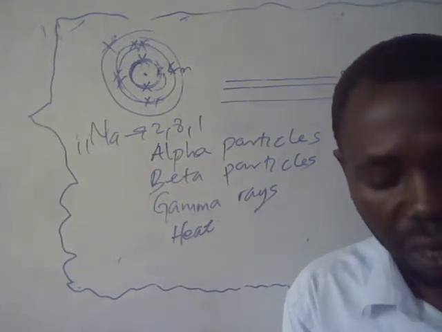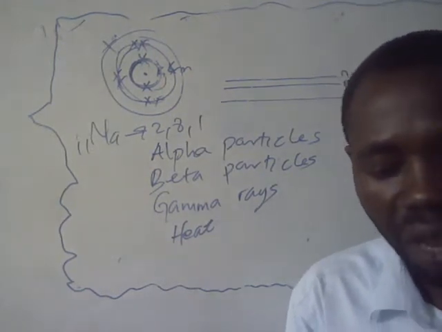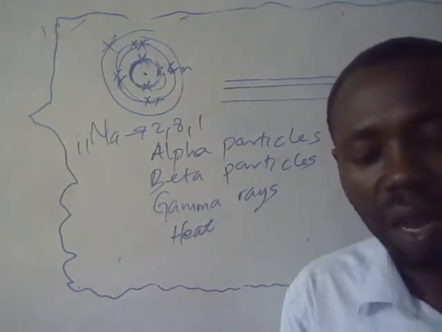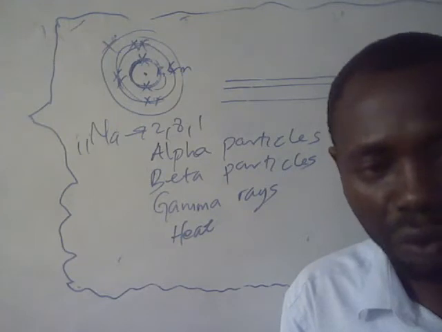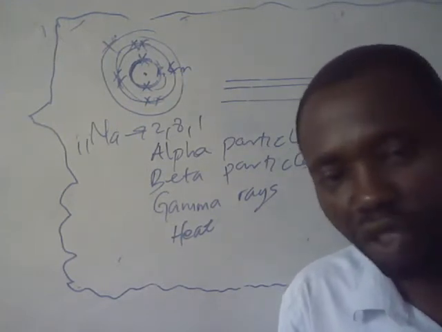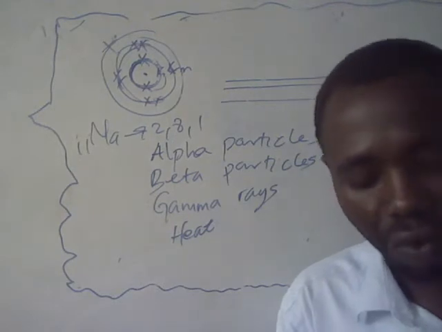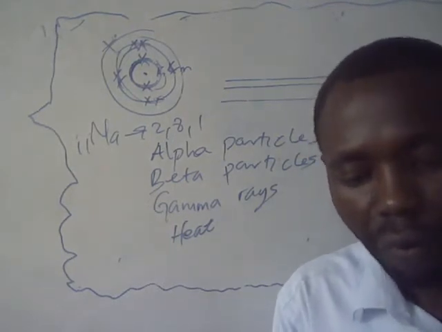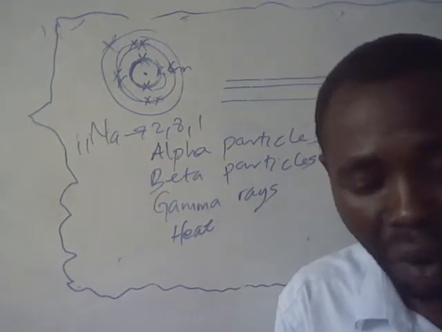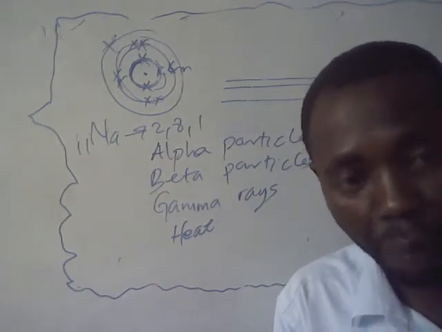So this is correct. Option E, X-rays. X-rays are not in any way one of the products of radioactivity. X-rays are produced in an X-ray tube. So option E is wrong as a product, which makes it the answer. So for 45, the correct option is option E.